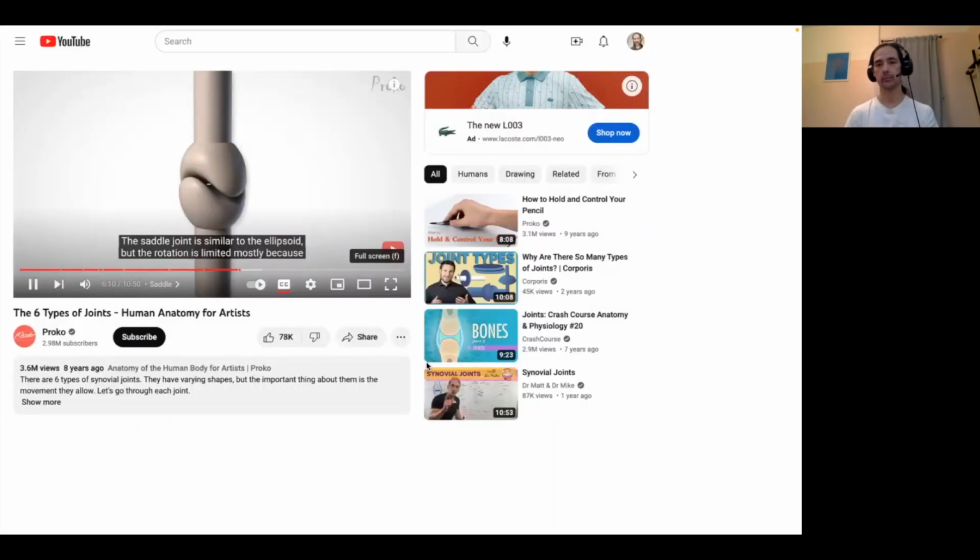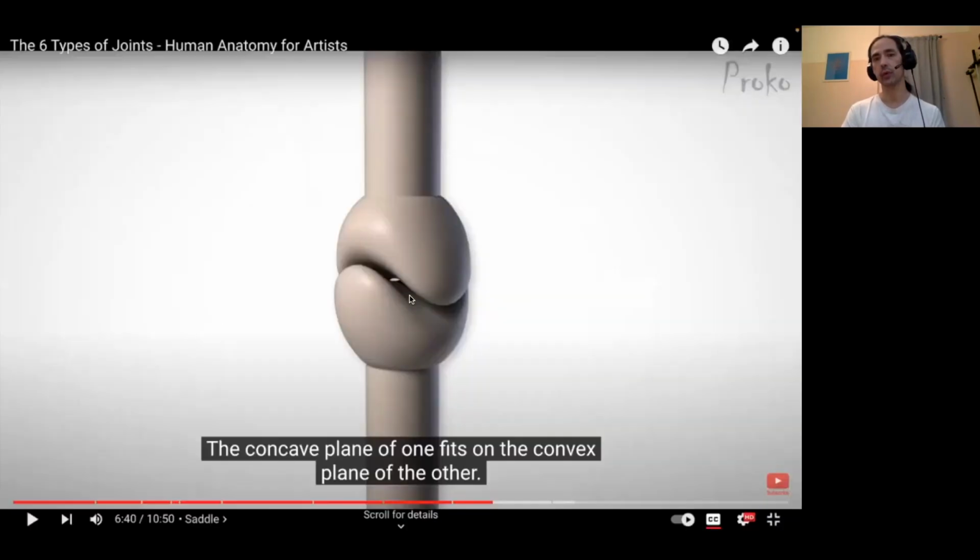Concave means the surface curves in, like a hole, or cave. The concave plane of one fits on the convex plane of the other. So this is concave on the lower bone right here. That's a cave. And this is convex on the upper bone. And this is concave on the upper bone and convex on the lower bone. Is that unclear to anybody?